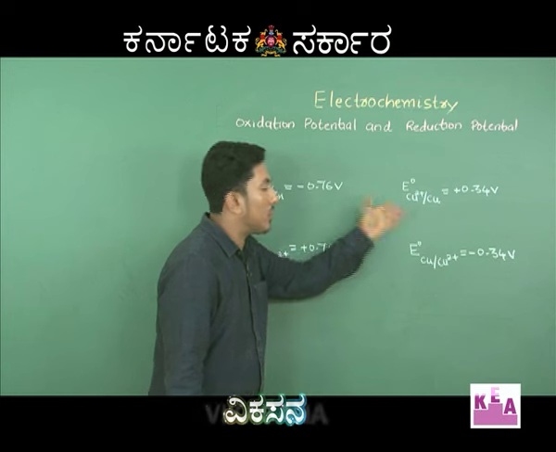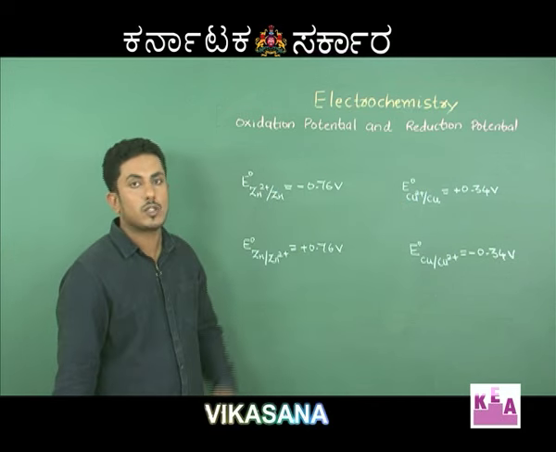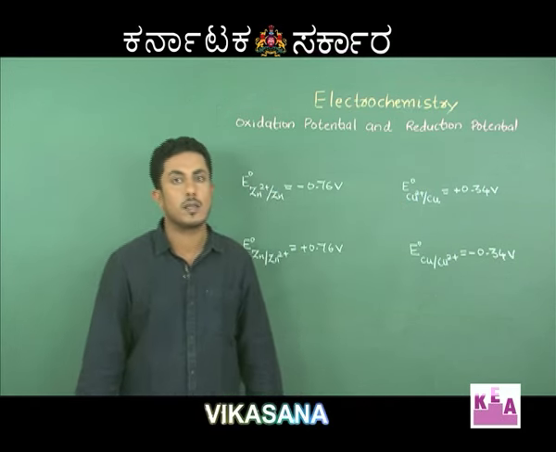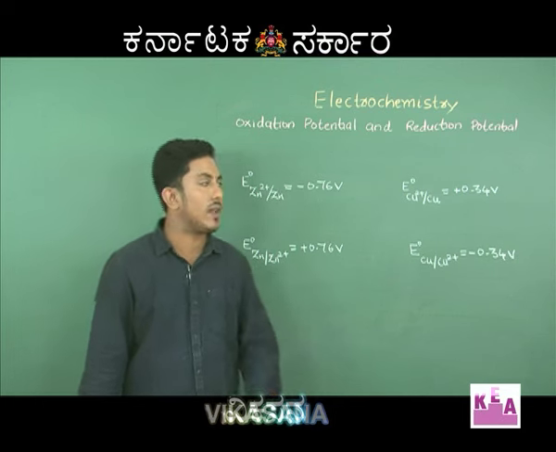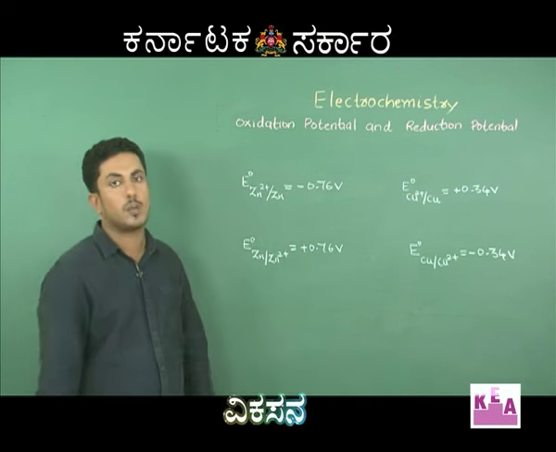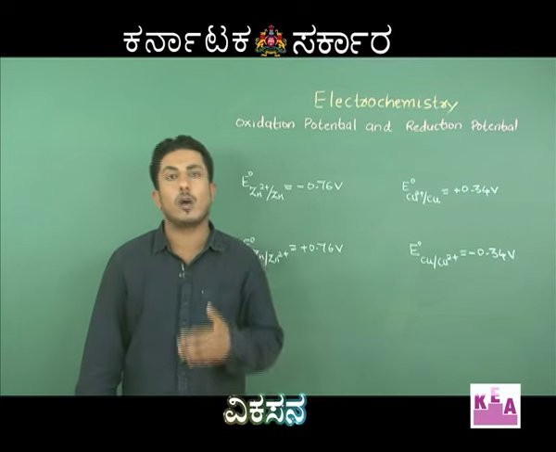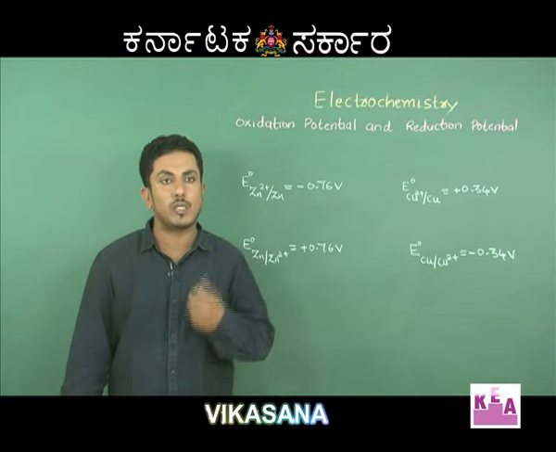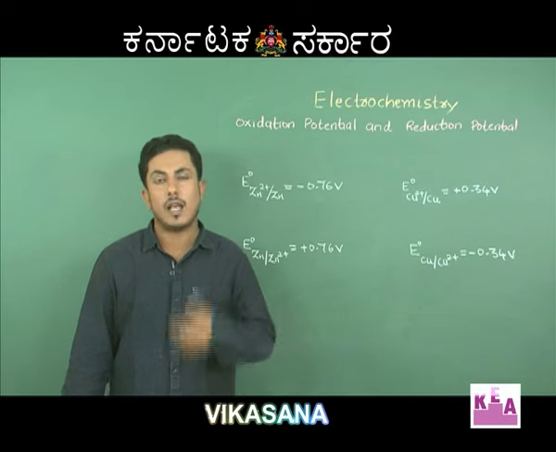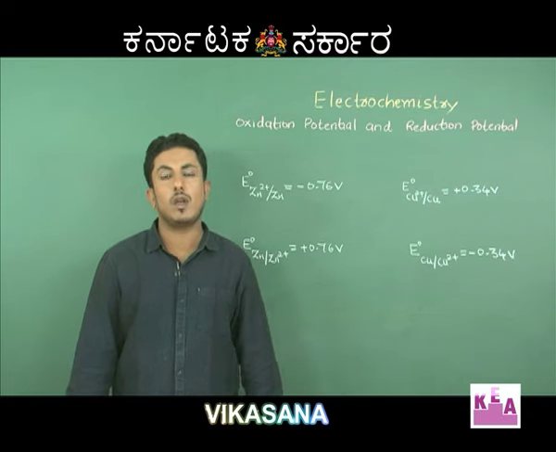Arranging the reduction potentials in increasing order is called the electrochemical series. With the help of the electrochemical series, as well as reduction potentials and oxidation potentials, we can predict a reducing agent, we can predict which element undergoes reduction easily, and we can even predict the activity of an element.